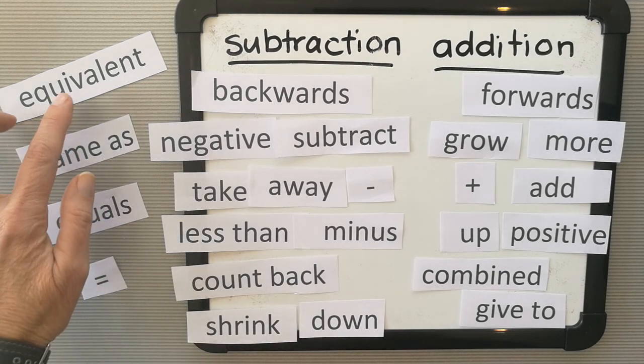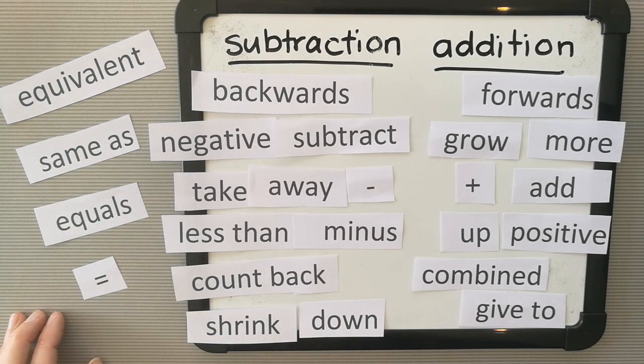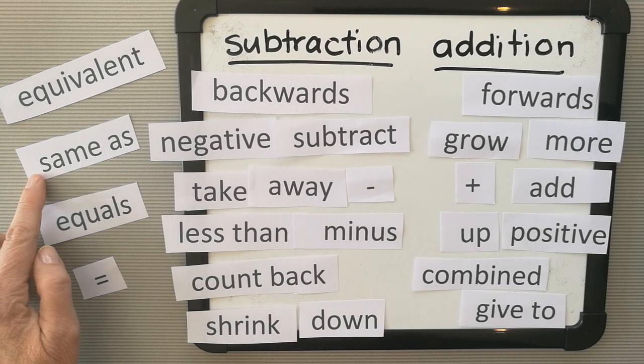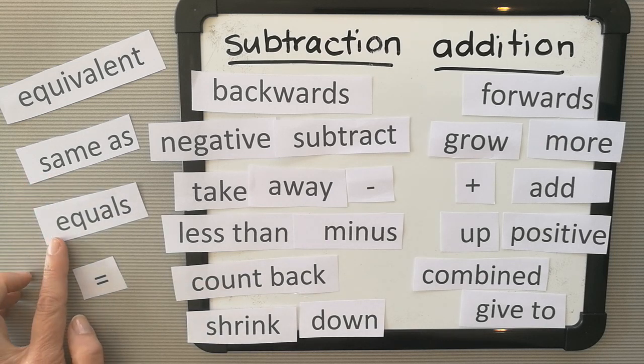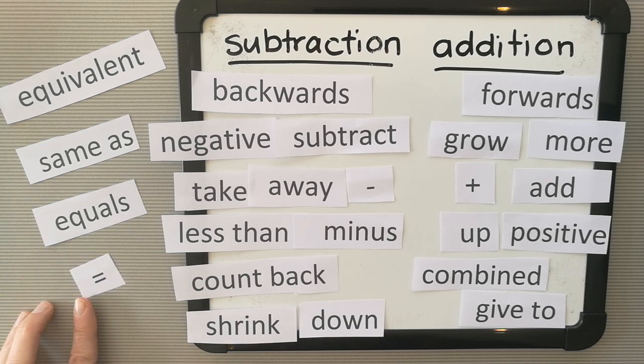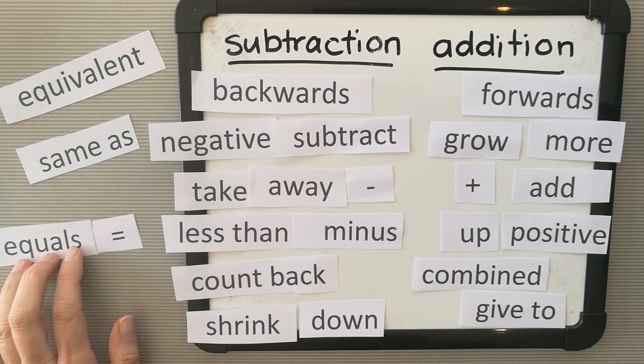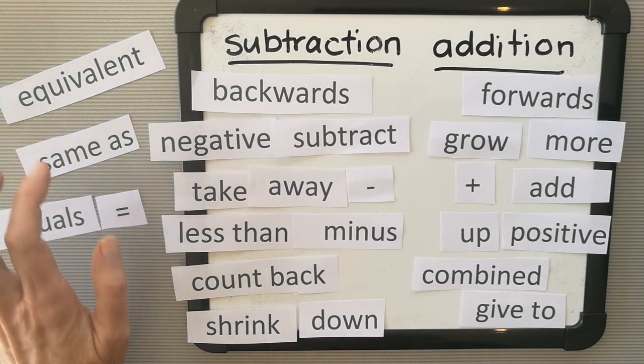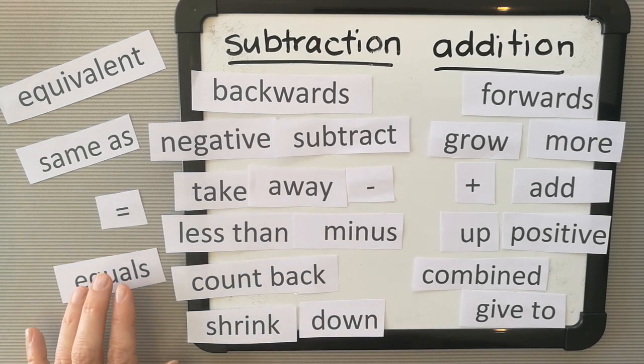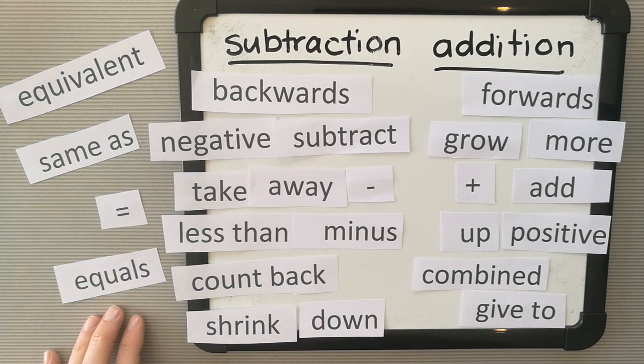We've got equivalent. Wow, what a big word. Same as. Equals. And what's that symbol? Equals as well. Wow, so two things can mean the same thing. Lots of things can mean the same thing. Very confusing. I think you're helping me though.